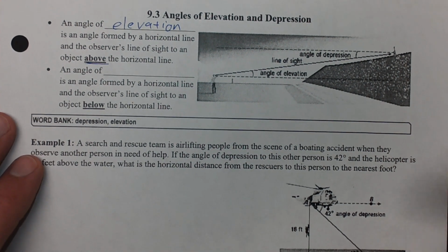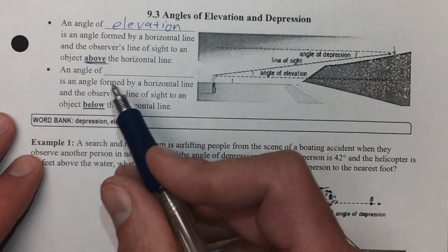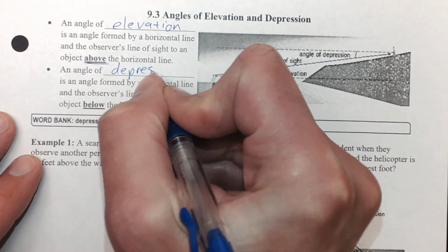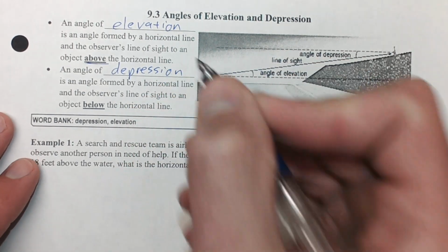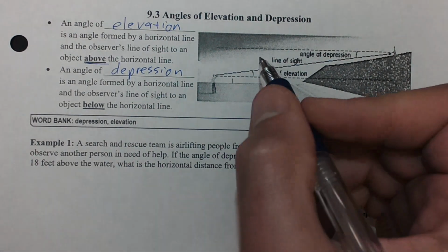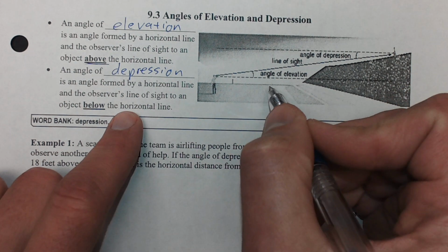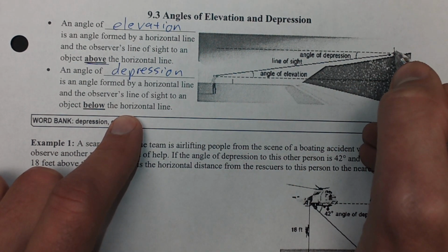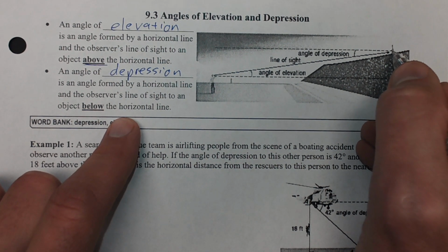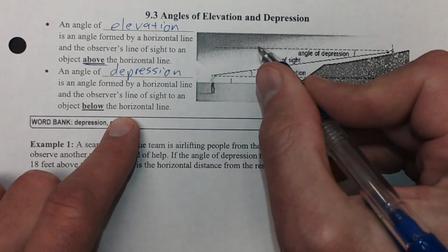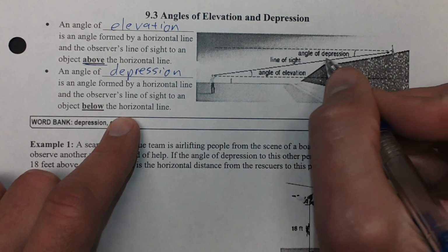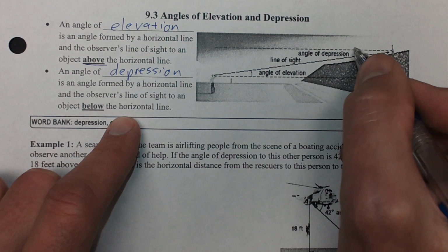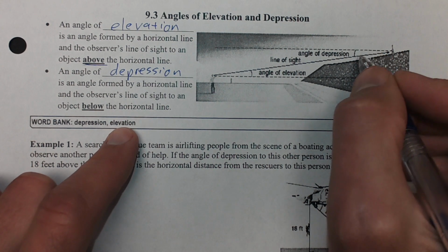So you can probably figure out, based on the title of the lesson, what the next one is. An angle of depression is going to be the other one. And let's read through that. An angle of depression is an angle formed by the horizontal line and an observer's line of sight to an object below the horizontal line. So if your observer is over here on the top right of your diagram, here's the horizontal, this dotted line. If he's looking down, that angle between the line of sight and the horizontal is the angle of depression.